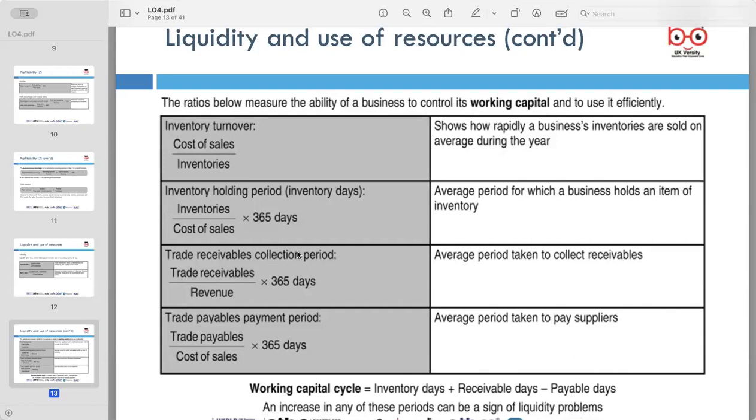Both ratios evaluate working capital management and cash flow efficiency. The working capital cycle, calculated by subtracting the payable days from the sum of inventory days and receivable days, provides a comprehensive view of how efficiently a company manages its working capital. Any increases in these periods may indicate potential liquidity issues that require attention.